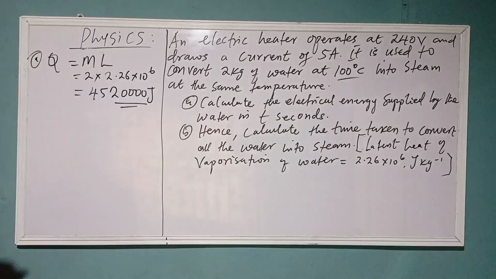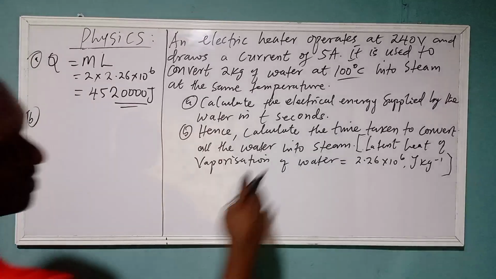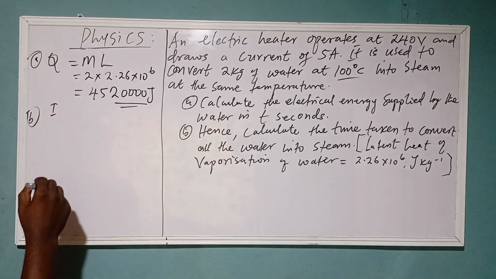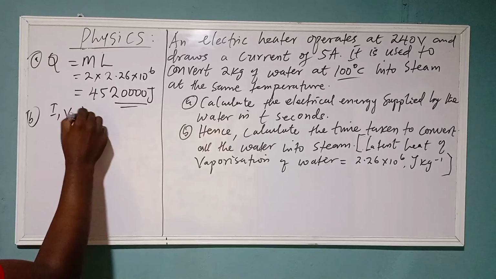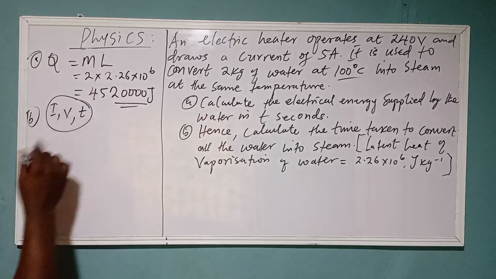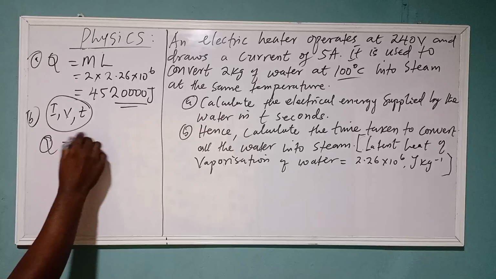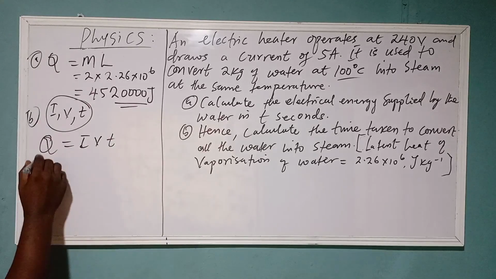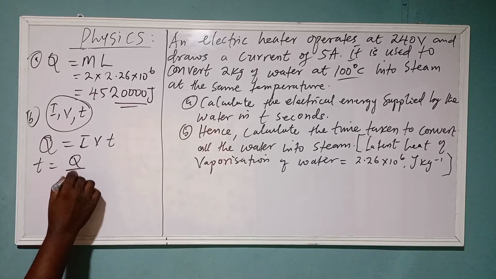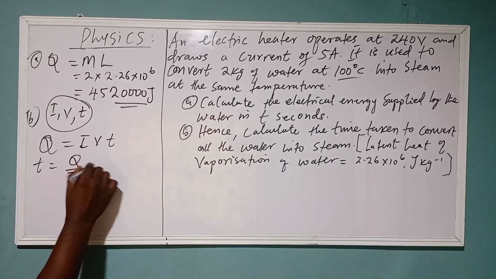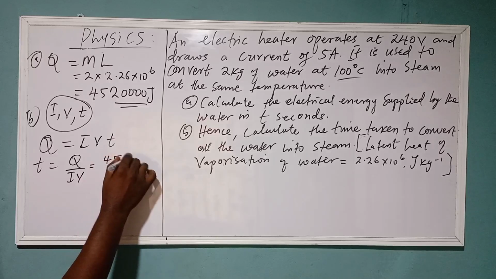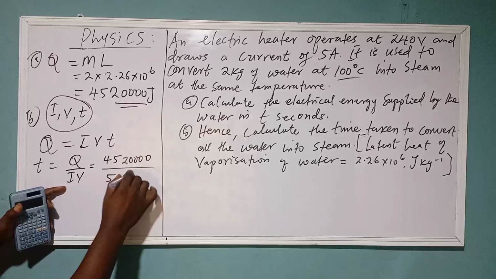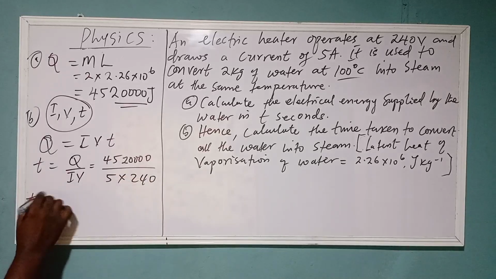Let's go to B. Option B says we should calculate the time. So looking at the values, we were given current, we were also given voltage, and they asked us to look for time. So comparing with the formula, we're going to use Q is equal to IVt, right? Now the time is what we're looking for, so it will be the heat energy divided by IV. So our heat energy is 4,520,000 divided by I. Our current is 5, our voltage is 240.